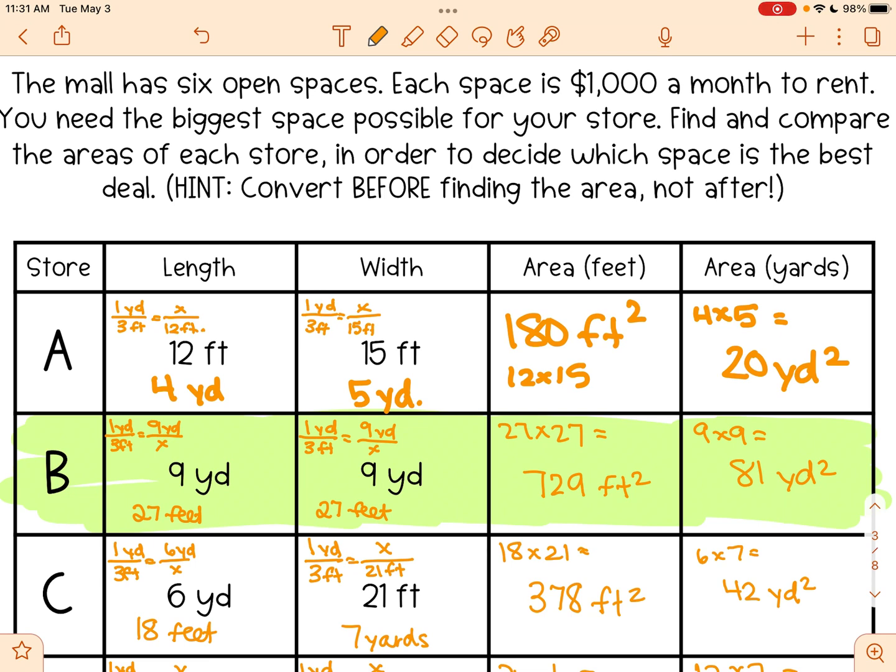If you have them done, you need to find whichever one is the biggest area. If you notice, I already have one highlighted, and that's letter B, because my area was 81, and that's the biggest out of all of the areas. Okay, so you need to make sure you have this page all the way completed. You're setting up a ratio to change your length and width to be yards and feet, and then you're finding the area, which is just multiplying those two numbers.